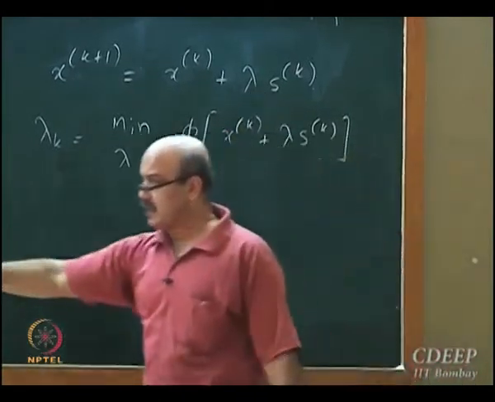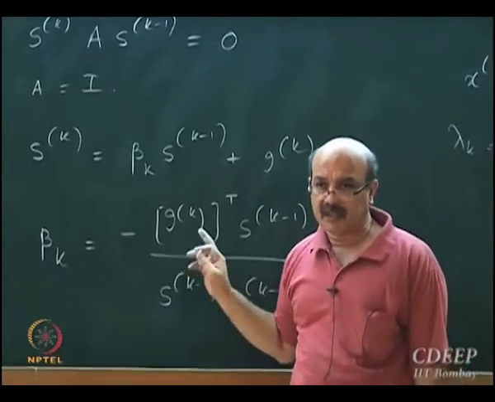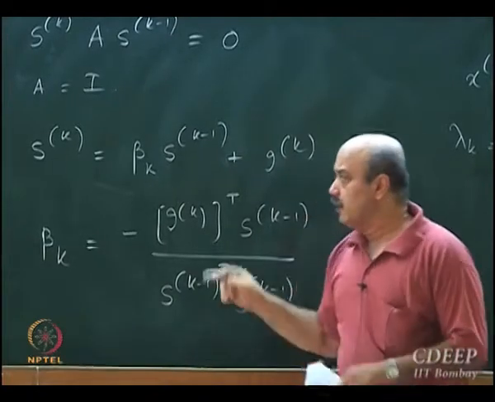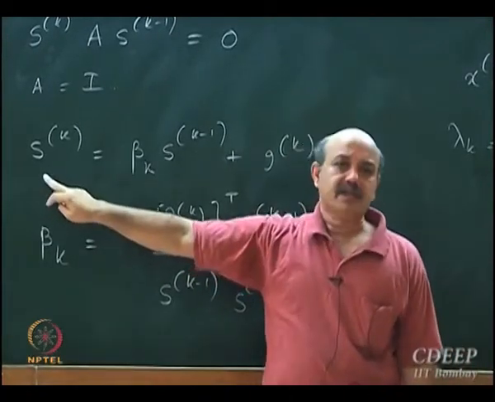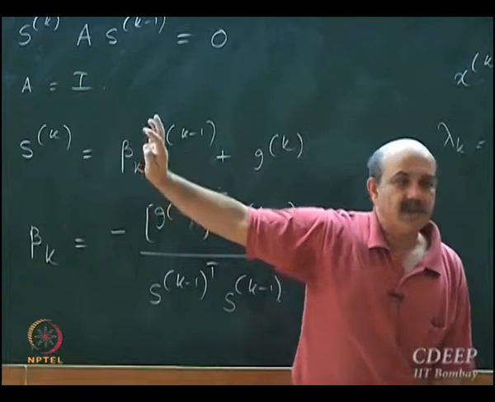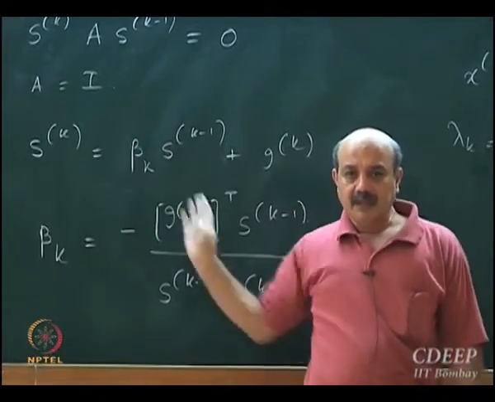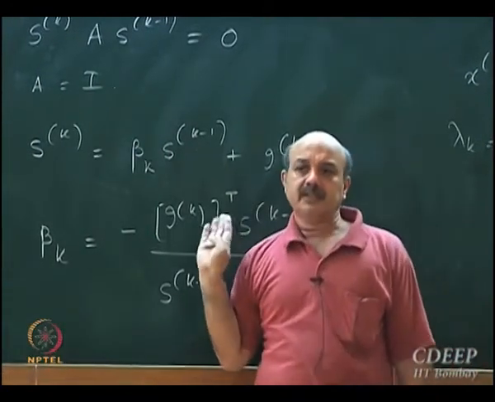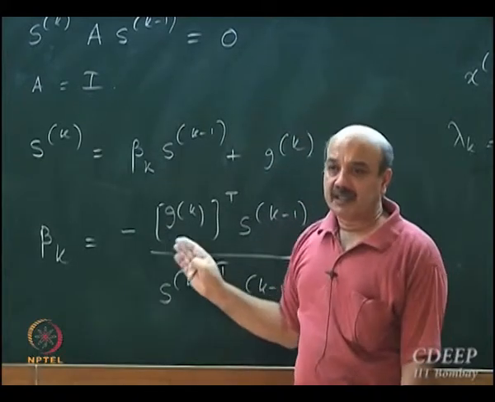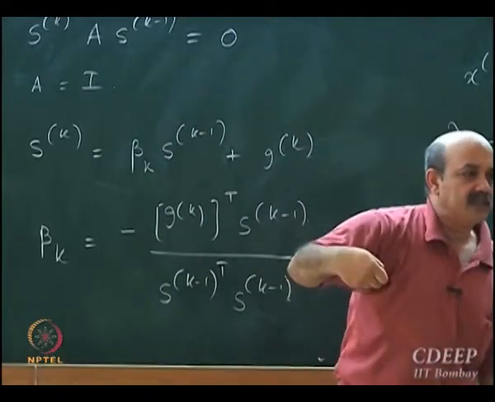See, this beta k which is computed here is only for finding out the new search direction, which is conjugate with respect to the identity matrix. So this is direction computation. Once you compute the direction Sk, how much to move in that direction?